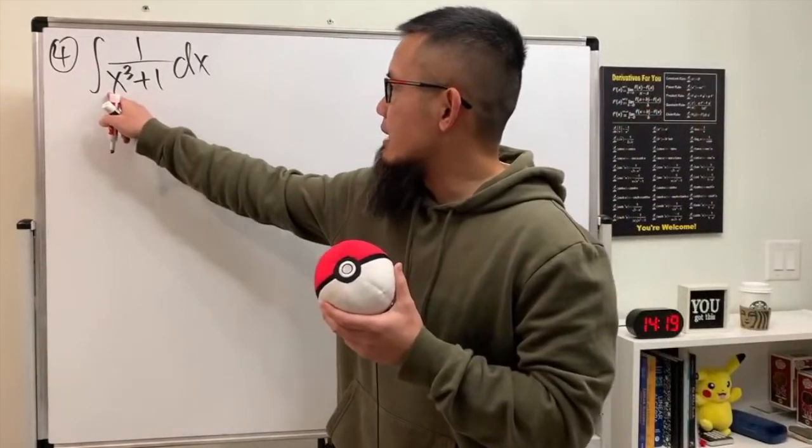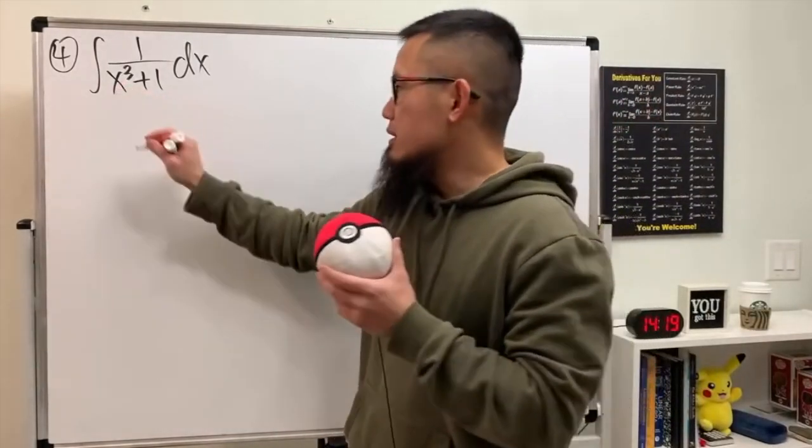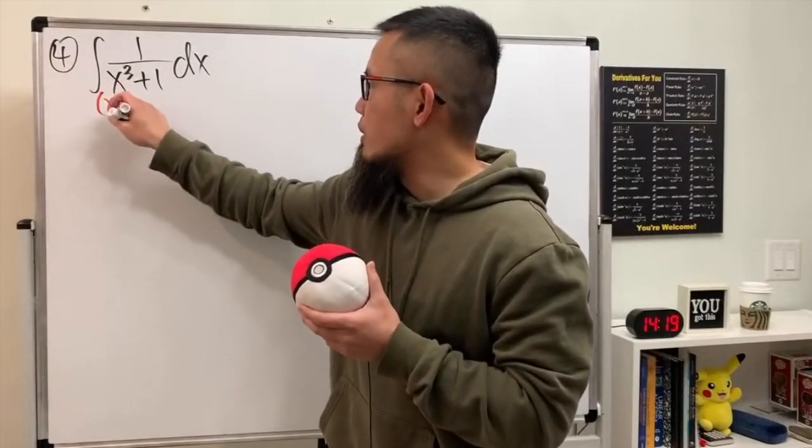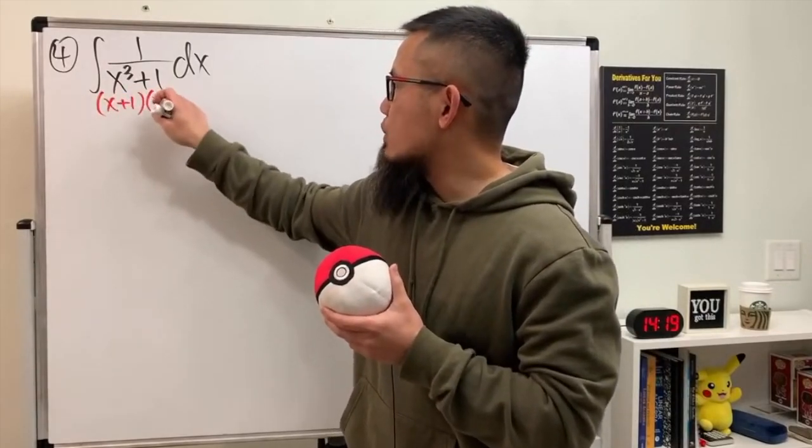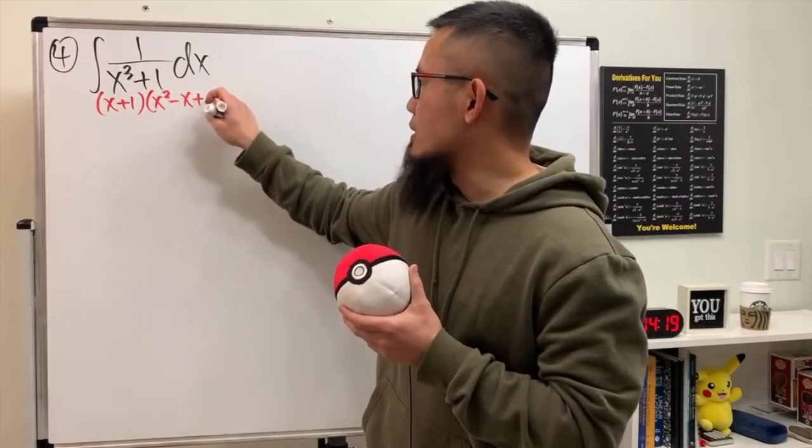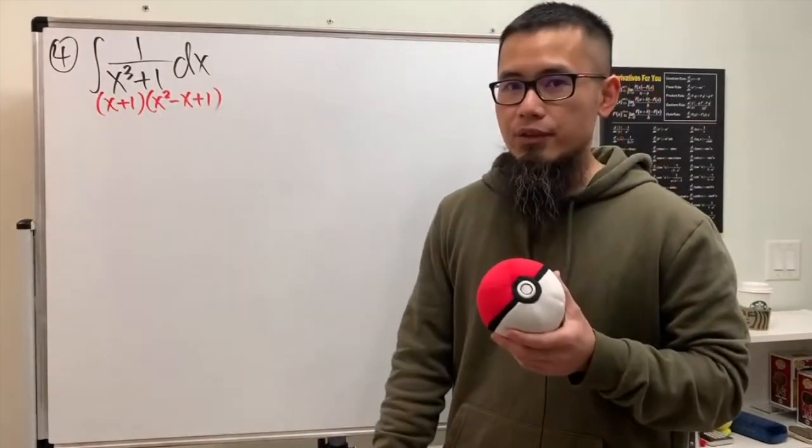We are going to factor this guy. This is the sum of 2 cubes. It's not so bad. The formula is just going to give you x plus 1 times x squared minus x, and then plus 1 squared, which is just 1. So that's the factoring for that.